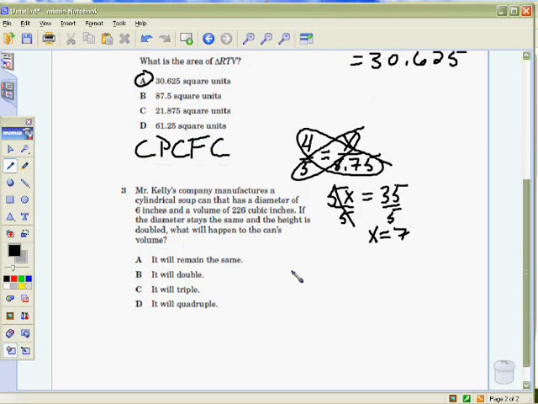Number 3. Mr. Kelly's company manufactures a cylindrical soup can that has a diameter of 6 inches and a volume of 226 cubic inches. If the diameter stays the same and the height is doubled, what will happen to the can's volume? Let's look at that.